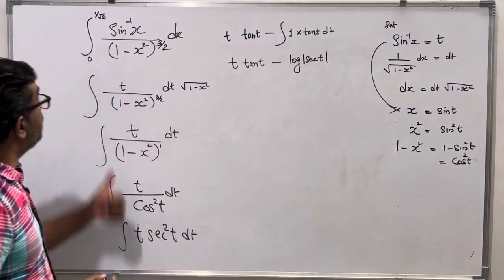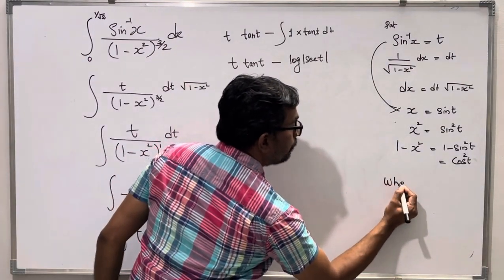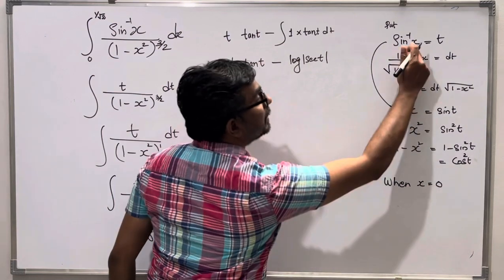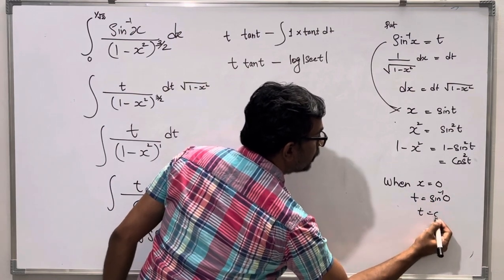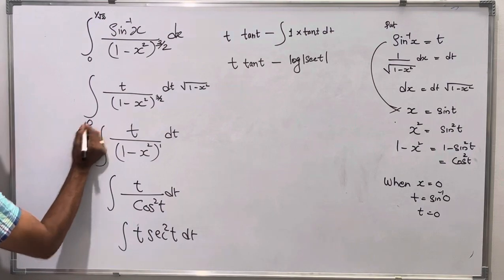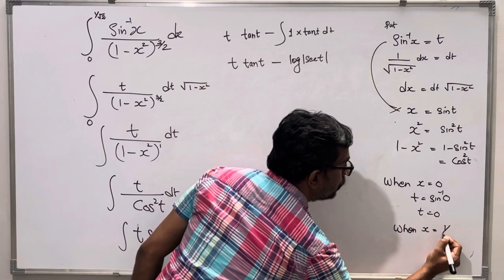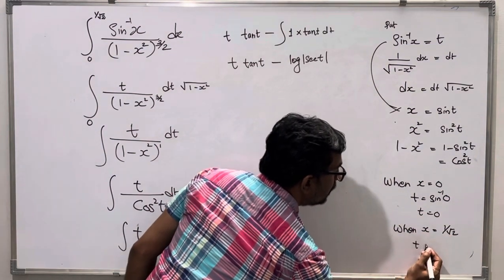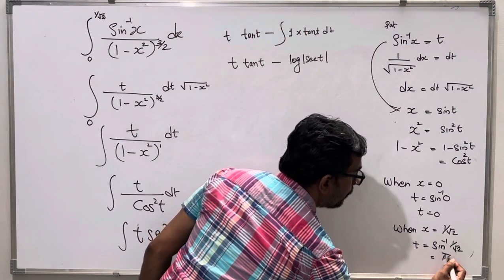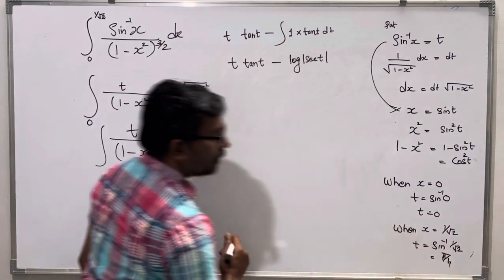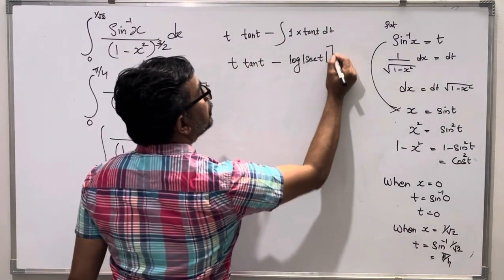Now one thing which I left is the limit. Let us look at the limit. When x is 0, t will be sine inverse 0, that means t is 0. So the new lower limit will be 0 only. And when x equal to 1 by root 2, t will be sine inverse 1 by root 2. You know sine inverse 1 by root 2 is pi by 4, for 45 degrees. So this will become pi by 4. So that's what I want to apply here: 0 to pi by 4.